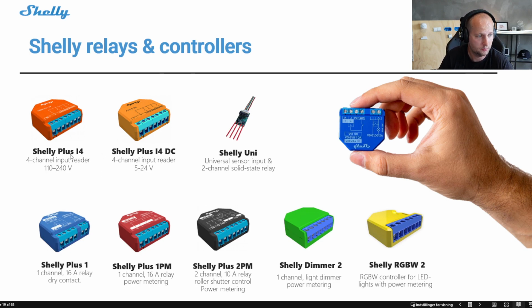So Shelly Plus i4, and the i4 stands for input 4, so it's a pure input module. No dimmers, no relays built in or anything like that. It's an input reader. It has 4 inputs that it can read, meaning you can add up to 4 wall switches to one device. You can add motion sensors, daylight sensors, different kinds of sensors that send out a 230 volt signal. I mean, 110 to 240 volt, or for the i4 DC, 5 to 24 volt DC.